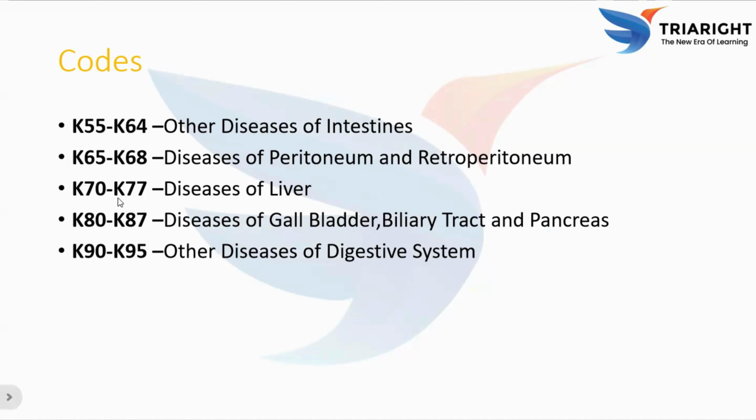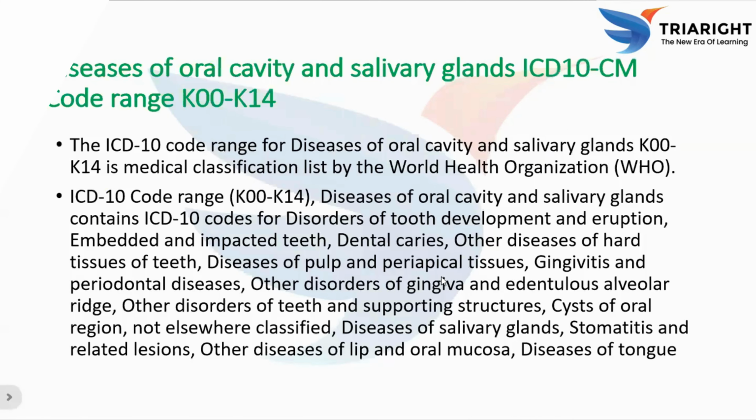And next, K70 to K77, disease of the liver, and K80 to K87, disease of the gallbladder, biliary tract, and pancreas. K90 to K95, other diseases of the digestive system. Now, let's discuss a brief classification of this coding range of the digestive system.